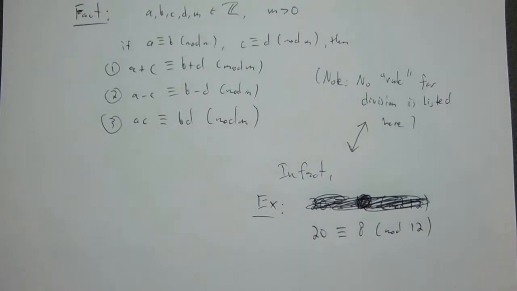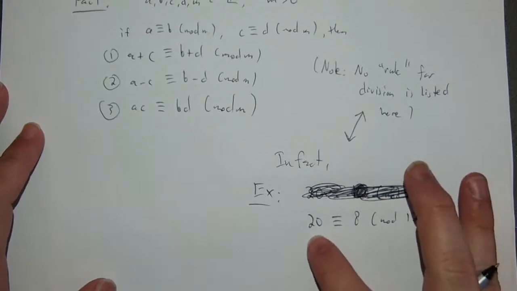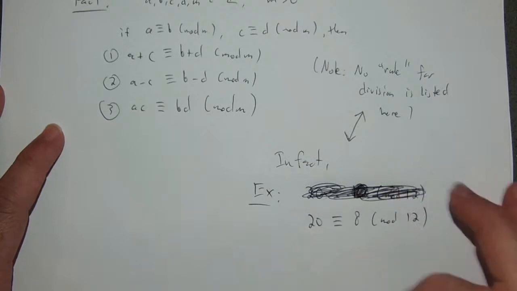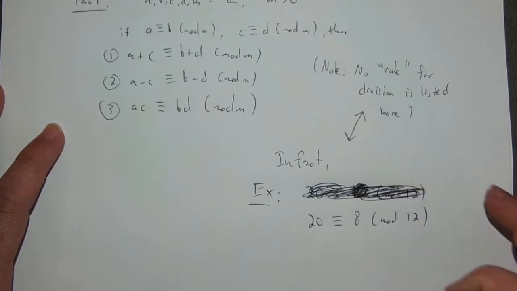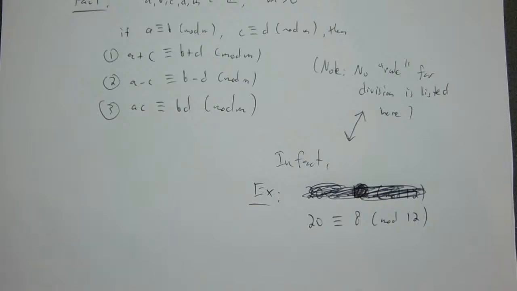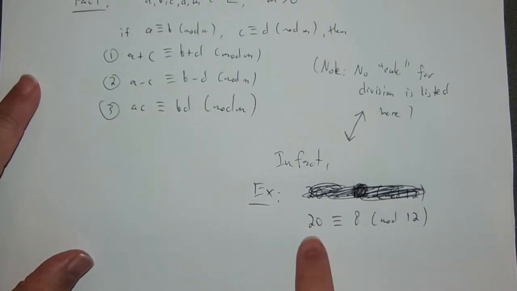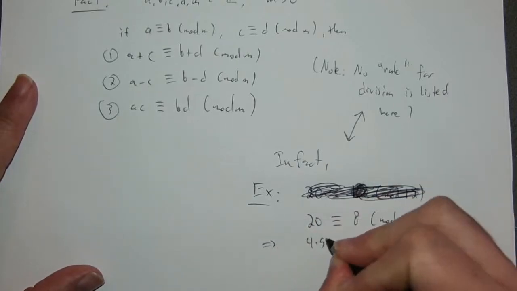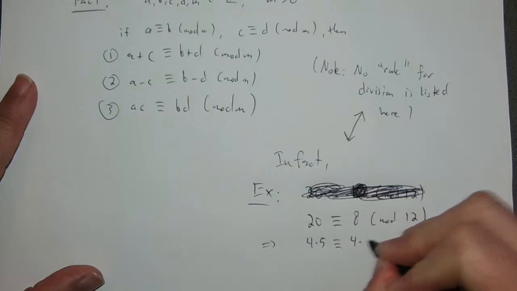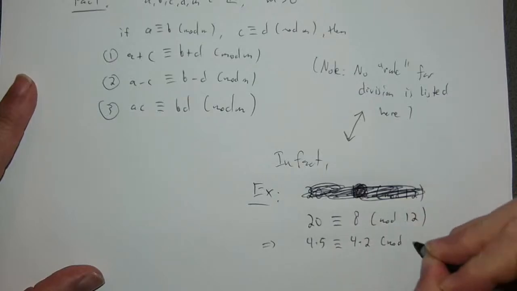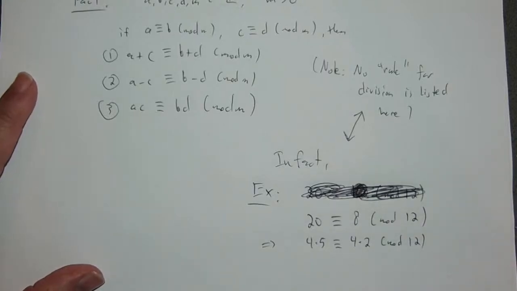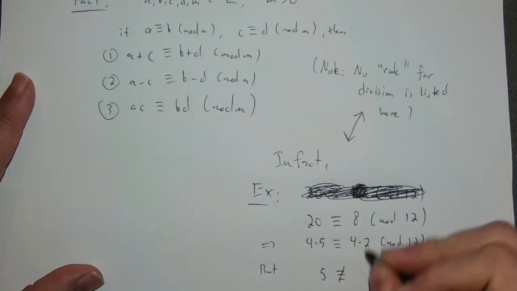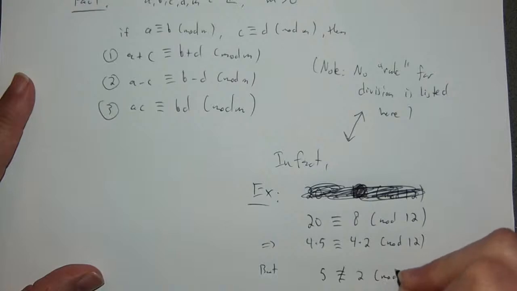I can see this just by noting that if I divide 20 by 12 versus 8 by 12, I'm going to get the same remainder, which is 8. And so 20 is congruent to 8 mod 12. But 20 is 4 times 5. So this is 4 times 5 is congruent to 4 times 2 mod 12. Right? But 5 is not congruent to 2 mod 12.